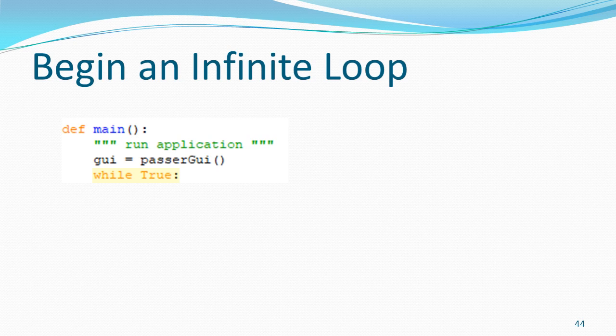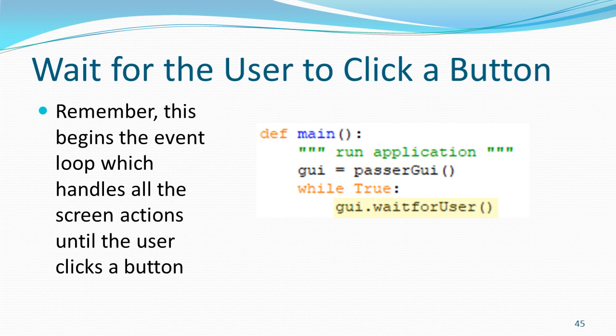So here we begin our infinite loop, just while True, True's capitalized, with that colon. Everything underneath that is going to be indented. So we want the user to do all his actions and then click on a button. That is our event loop. And in tk-entertoy, the method is GUI.waitForUser. So that will run continuously, updating all the GUI, all the stuff it needs to do until the user clicks on one of those command buttons.